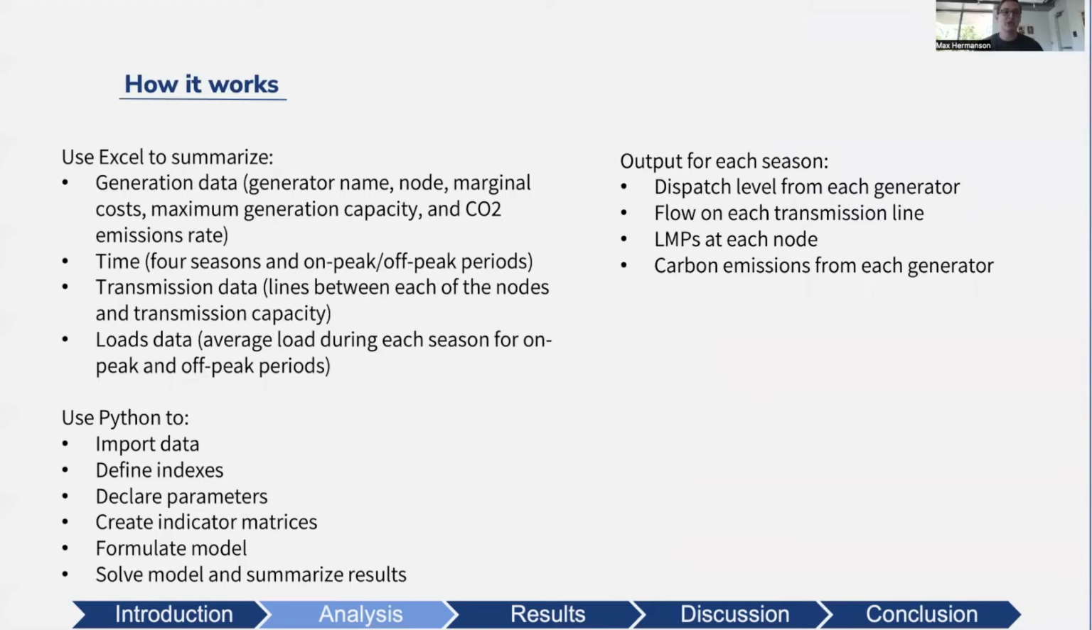So essentially, we are using Excel to summarize all of our data. We're going to import all of that into Python, where we define the indexes, declare parameters, formulate the model, and then solve the model and get our results. So the output for each season throughout each of the 3 years that we're looking at is a dispatch level from each generator, the flow on each transmission line, the LMPs, and the total carbon emissions from each generator.